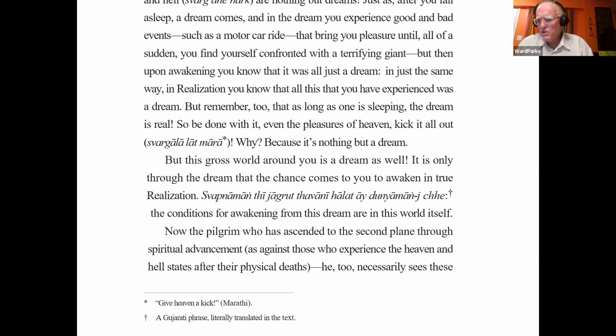Svapnama ti jagrut tavani halat a dunyama che. And that's literally translated in this phrase following. The conditions for awakening from this dream are in this world itself.